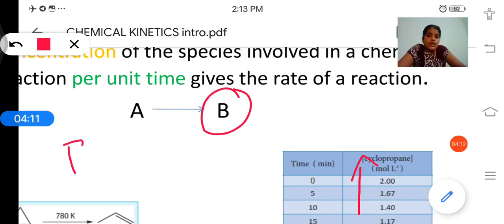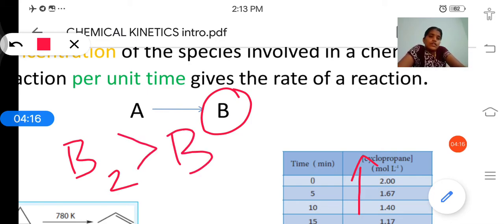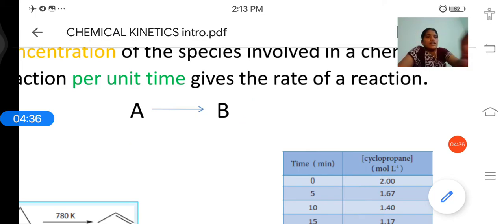So B2 is greater than B1. Here there is no negative sign because the value increases. The values keep increasing as time goes on. So this is the rate of the reaction, and there is a difference between the concentration of A and the concentration of B. So this is the rate of reaction.